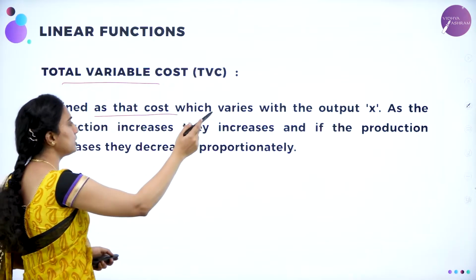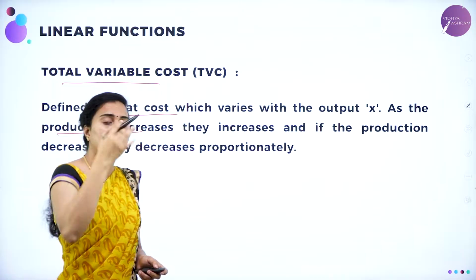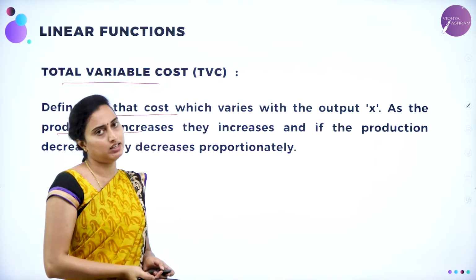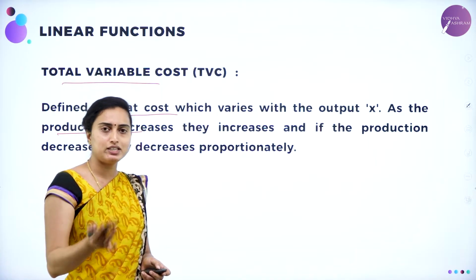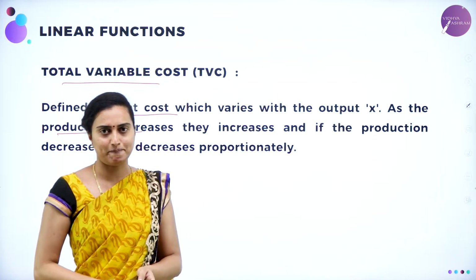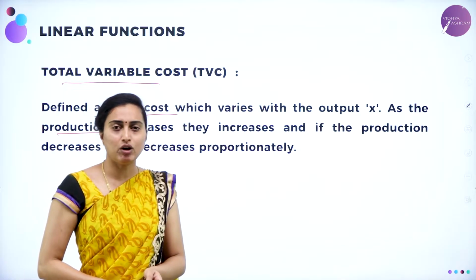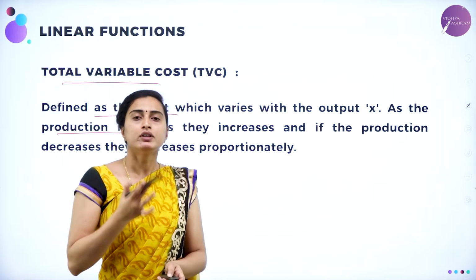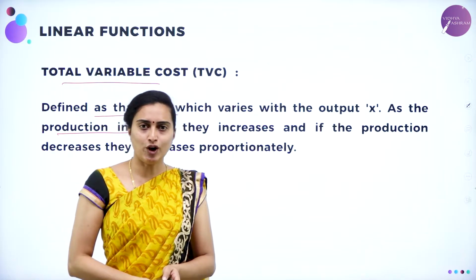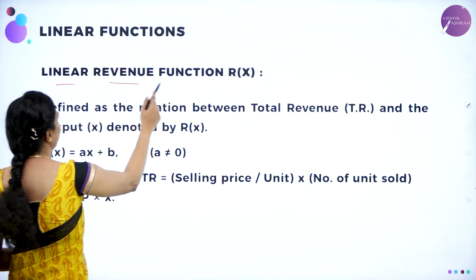Here, the cost which varies with the output X: as the production increases, they increase. As the production decreases, they decrease. For example, as I told you, labor cost, transportation of the fuel, etc. Okay, I hope you got this one. What do you mean by the variable cost, or what is the difference between the fixed cost and the variable cost? Now we'll be moving on to the linear revenue function.